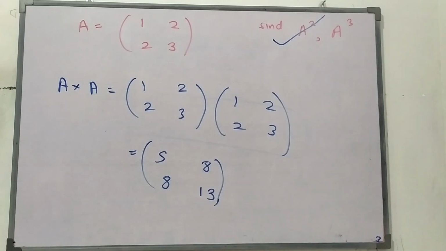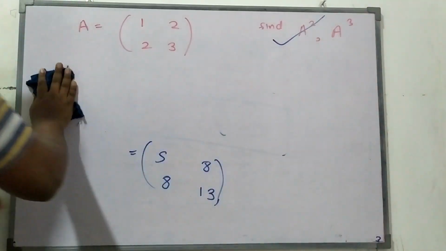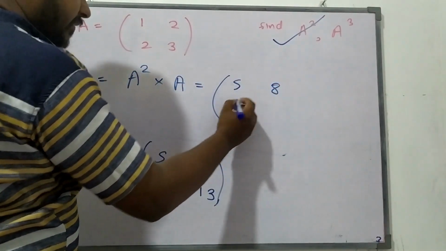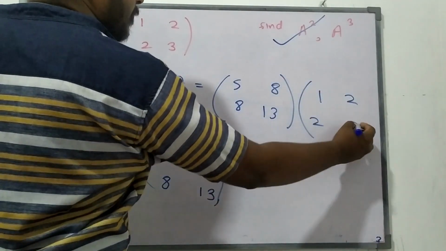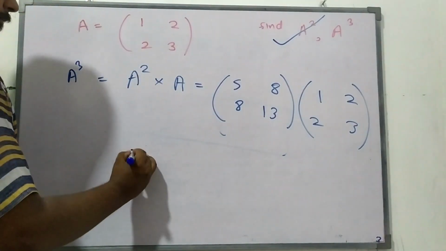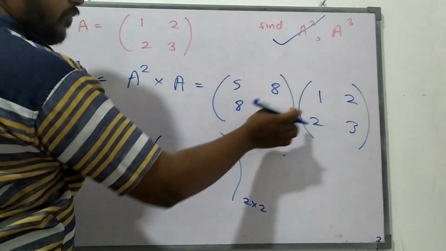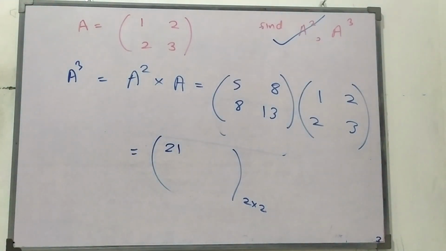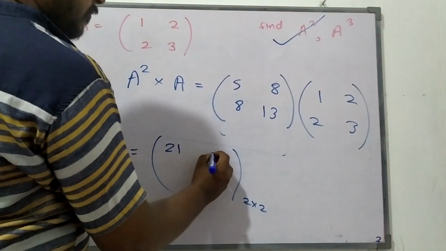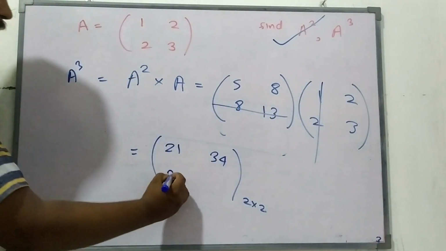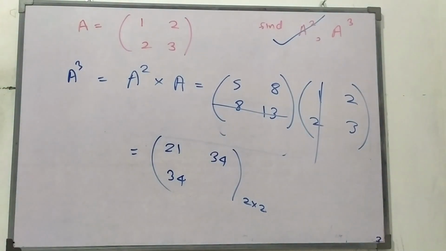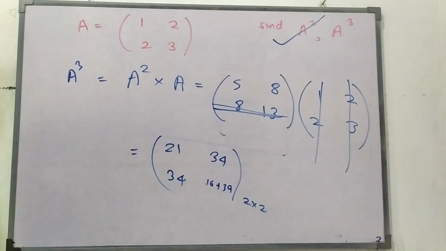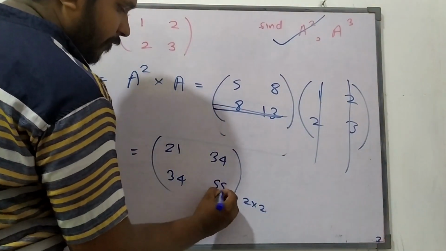And how to find A cube? To find A cube, I'm just multiplying A squared by A. 5, 8, 8, 13 multiplied by 1, 2, 2, 3. Then the answer will again be 2 by 2. 8 into 2 is 16, 16 plus 5 is 21. Likewise, this is 34. This is again 34. The last one, 16 plus 39, then it will be 55. So this is A cube.